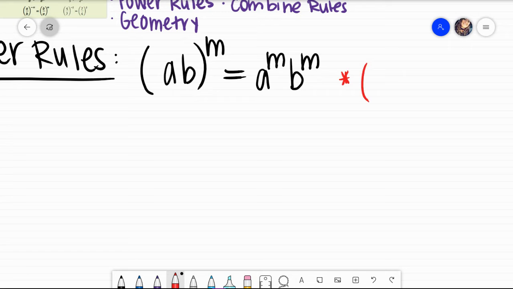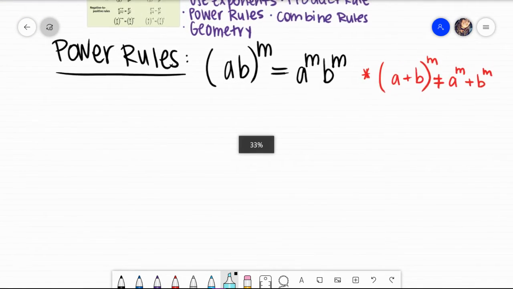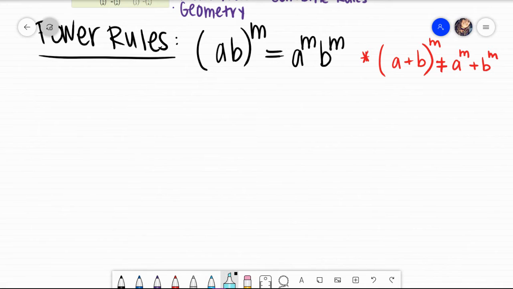If you have in parentheses, say, A plus B raised to the M, this product rule does not apply to the fact that there is a sum, because those two different variables, those two different bases are being added inside of parentheses. It does not equal both of them getting raised to that power. Be very careful with that. Okay, they will try to trick you. I guarantee it.